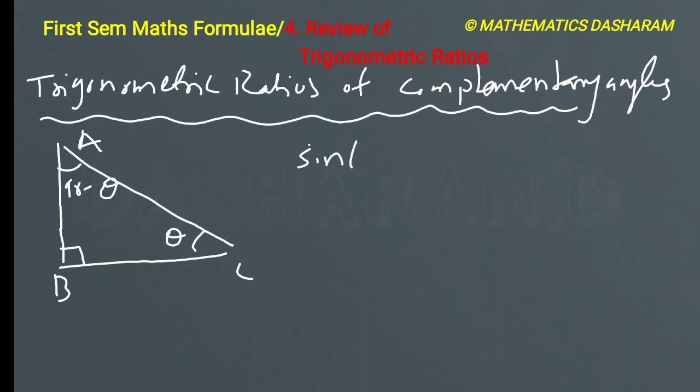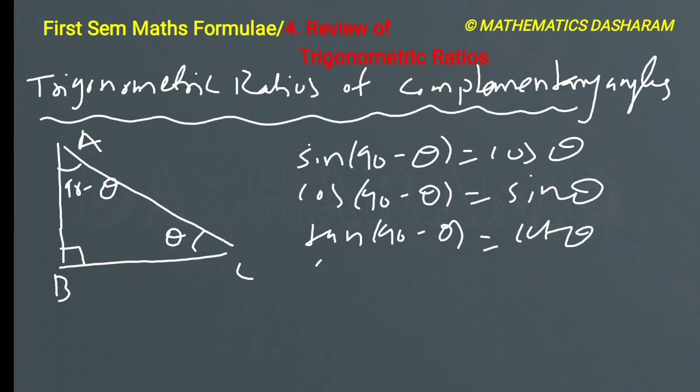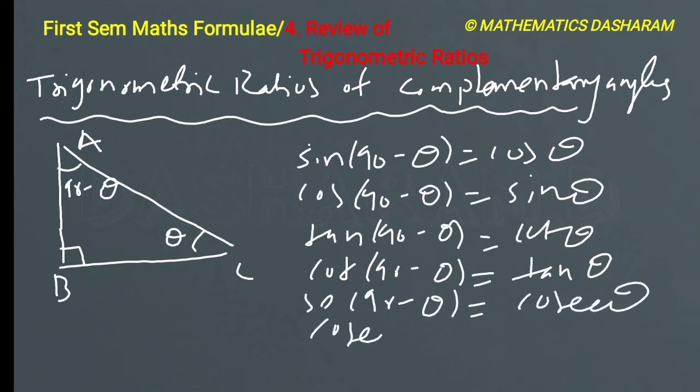So sin 90 minus theta equals cos theta. Cos 90 minus theta equals sin theta. Next, tan 90 minus theta equals cot theta. Cot 90 minus theta equals tan theta. Sec 90 minus theta equals cosec theta. So cosec 90 minus theta equals sec theta. So these are the complementary angle relations.